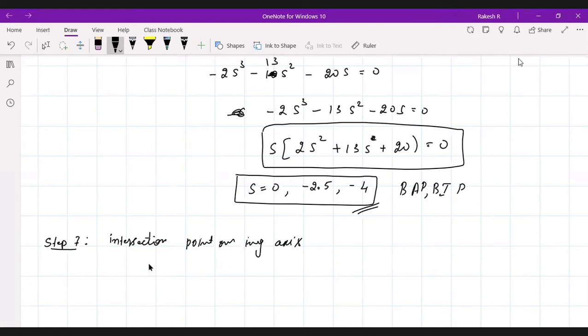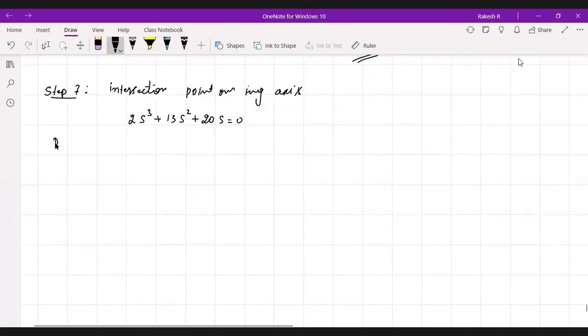For that, what we need to consider? We need to consider the characteristic equation. So I'll consider this as the characteristic equation. Here we have negative, so I'll completely convert that into positive. So what I'll get is 2s cube plus 13s square, equals 0. For this, we need to find out the Routh's array.